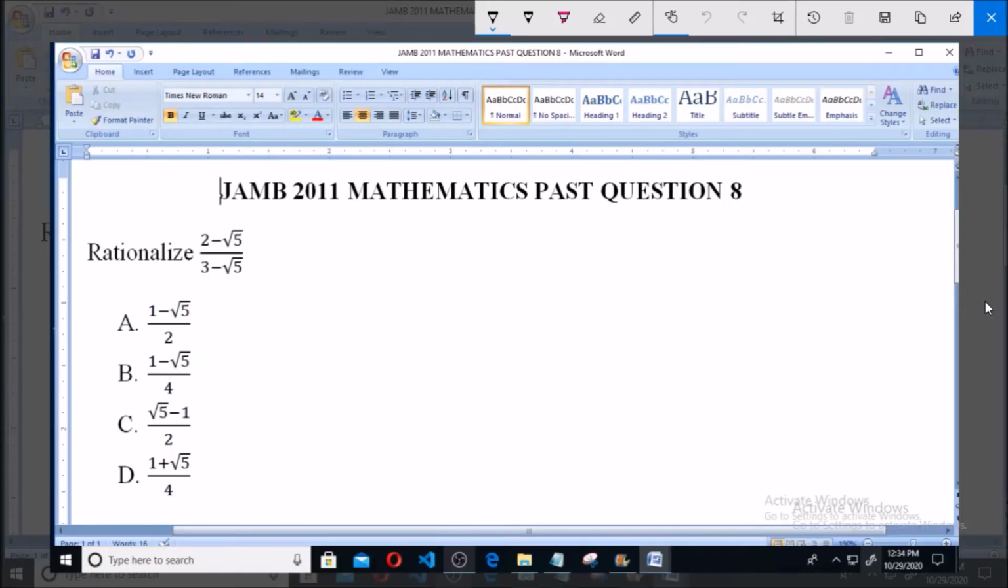I'll be answering JAMB 2011 Mathematics Past Question 8. Rationalize 2 minus root 5 all over 3 minus root 5. A. 1 minus root 5 over 2. B. 1 minus root 5 over 4. C. root 5 minus 1 over 2. And D. 1 plus root 5 over 4.